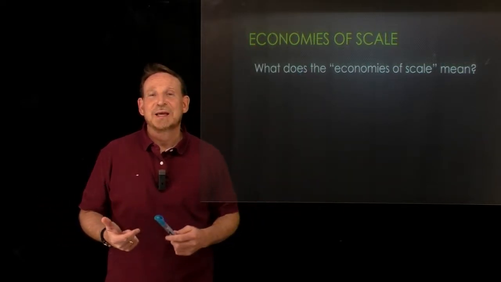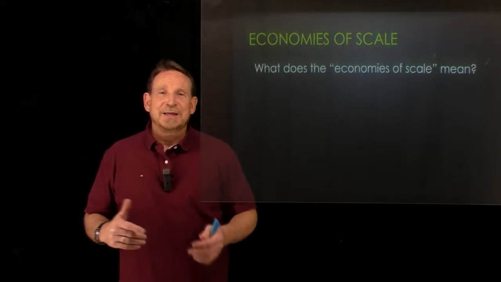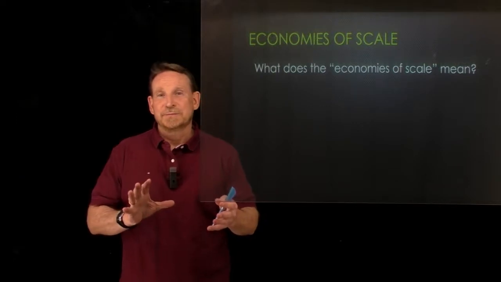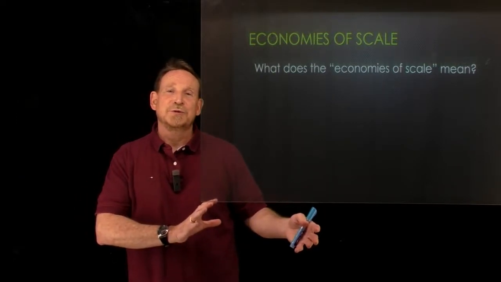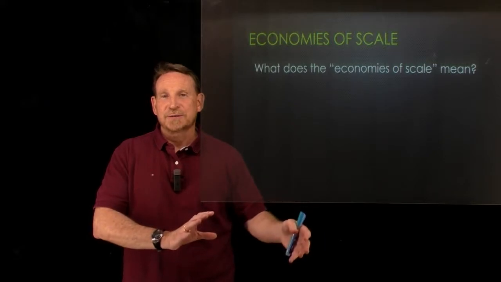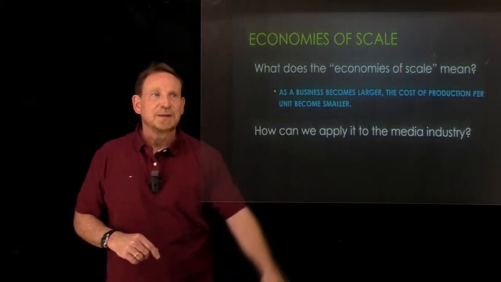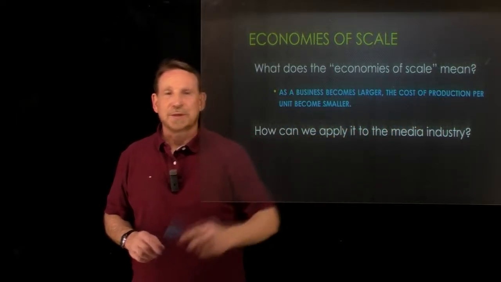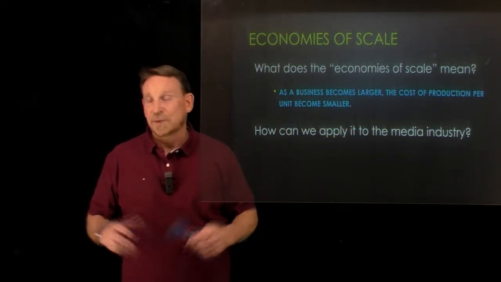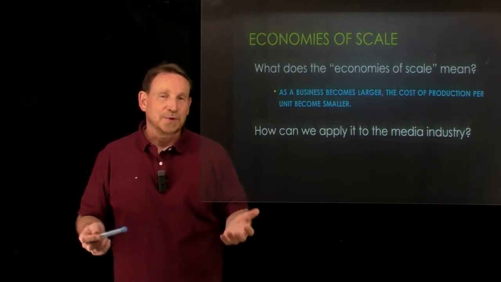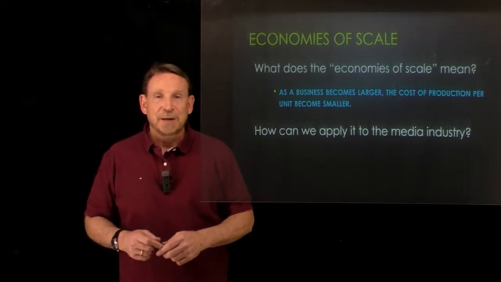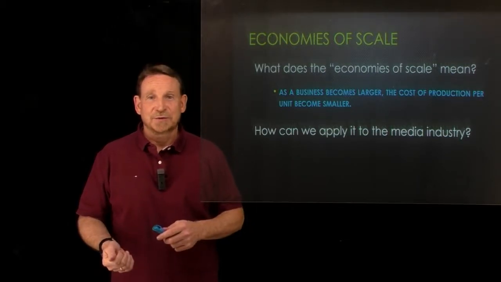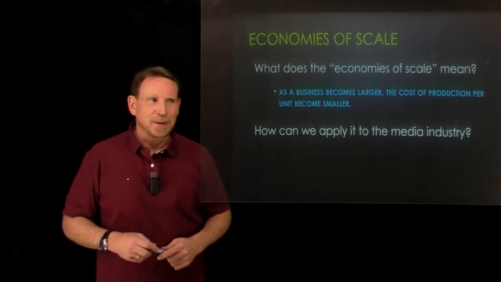All right, so economies of scale, as the book points out, is an economic principle that suggests that as a company gets larger, their ability to produce whatever it is they produce goes down in cost. So to put it more succinctly, as a business becomes larger, the cost of production per unit becomes smaller. What are media companies producing? Well, they're producing content, but one of the other ways of looking at it is saying they're producing audiences for advertisers. So that's another way to look at it. That'll come up later on.